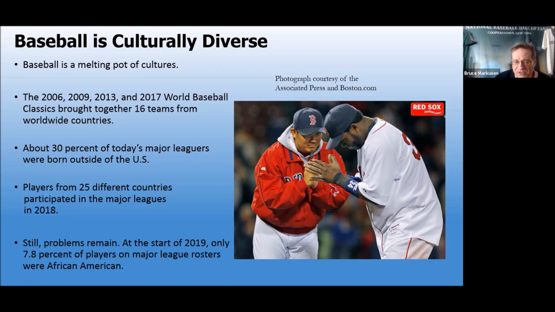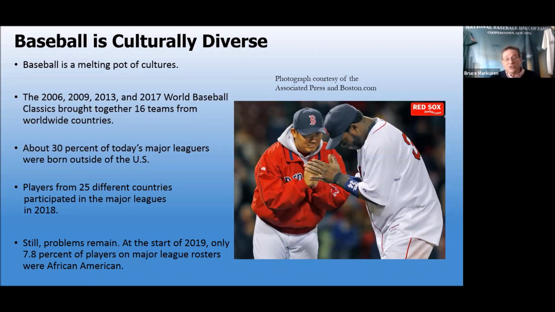If you look at today's Major League rosters, about 30% of the players are from outside of the United States, roughly 25% of the players from Latin America. So we do see that huge influence from other countries. Just go back to 2018, you had players from 25 different countries playing across the 30 Major League teams.